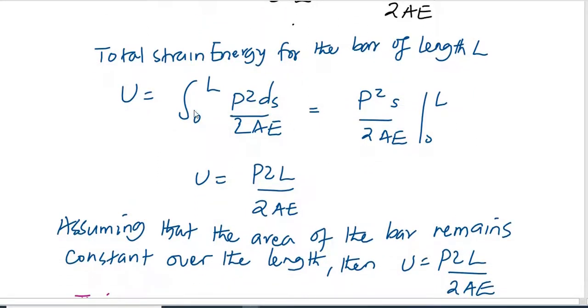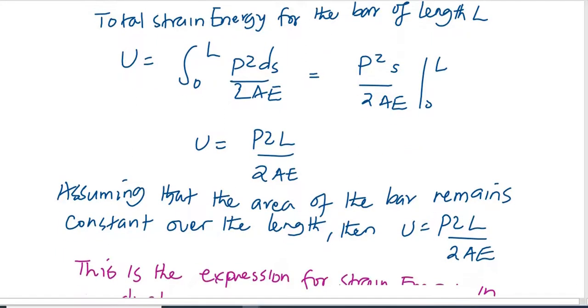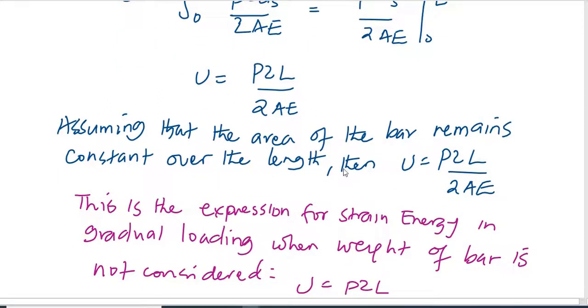Therefore, U equals the integral from 0 to L of P squared ds over 2AE. This gives you P squared times s divided by 2AE. If we substitute in the limits, our total strain energy is P squared L divided by 2AE, whereby P is the load, L is the length, A is the cross-section of the bar, and E is the modulus of elasticity of the material of the bar. And so, if the area of the bar remains constant over the length, then U equals P squared L over 2AE. And this is the expression for strain energy in gradual loading.